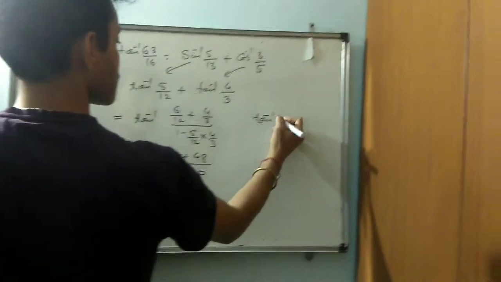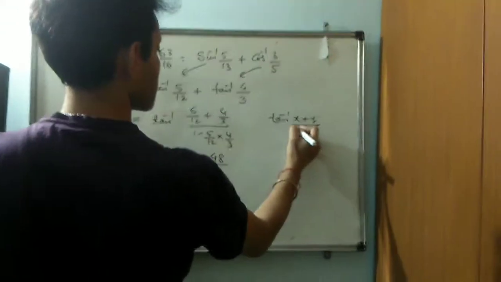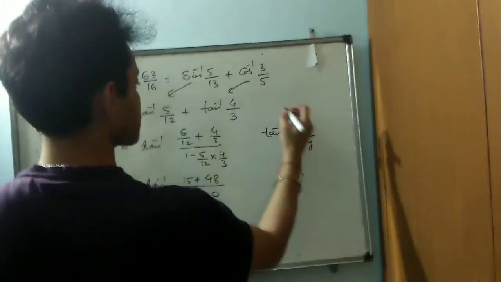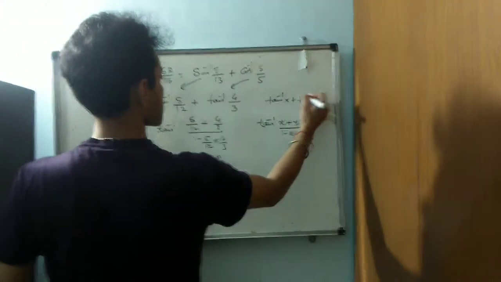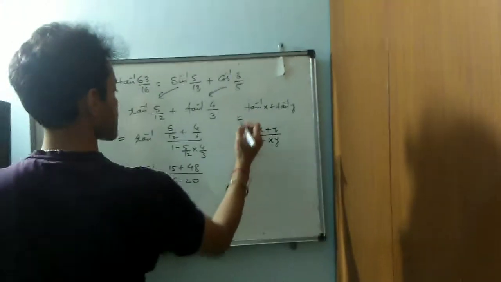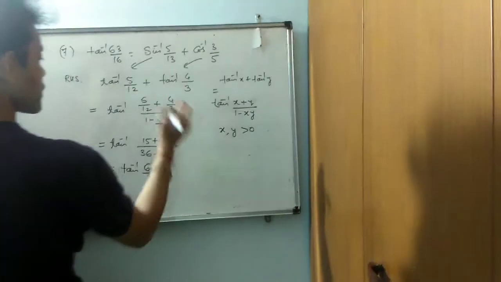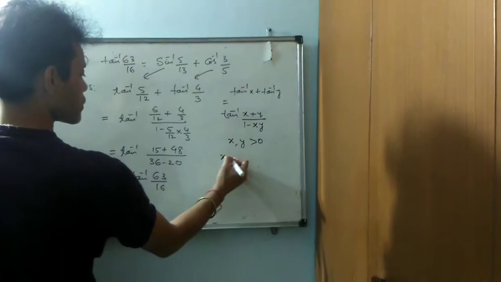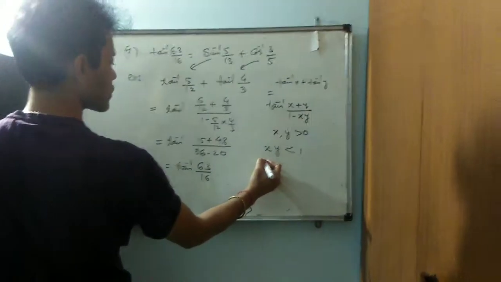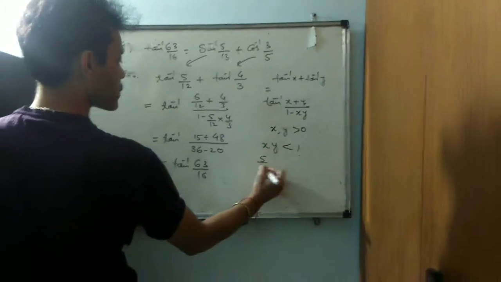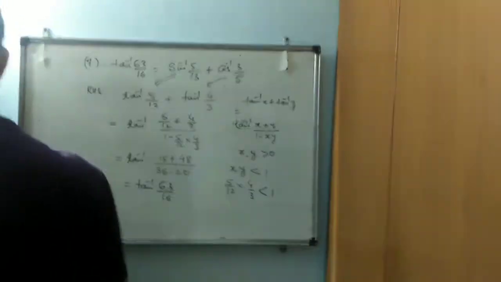As I have already specified, this identity, tan inverse x plus y upon 1 minus xy in place of tan inverse x plus tan inverse y, is applicable when both are positive, which is the case, and second, xy is less than 1. That again is applicable here as 5 by 12 into 4 by 3 is less than 1. Next question.